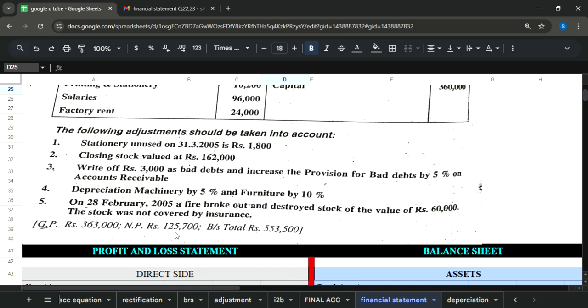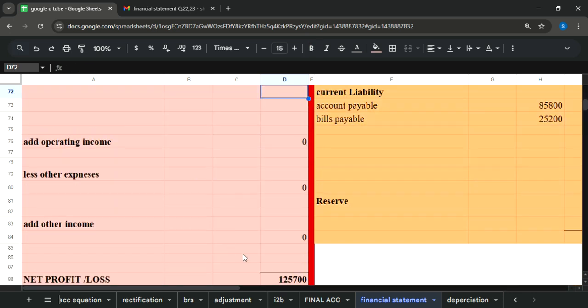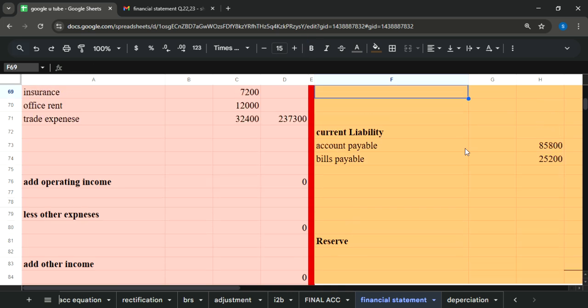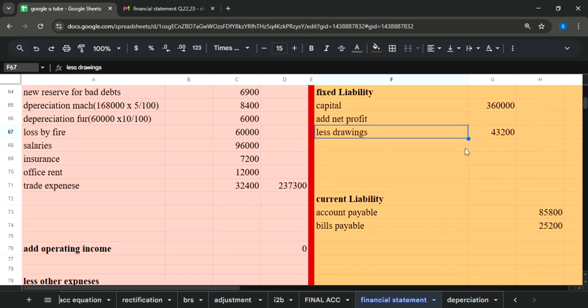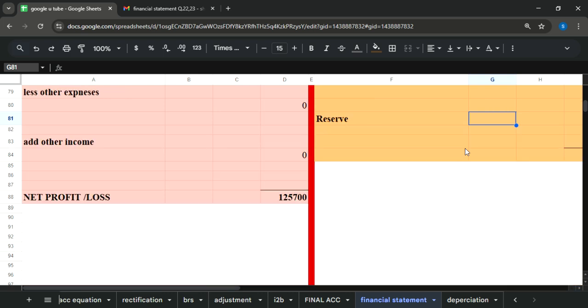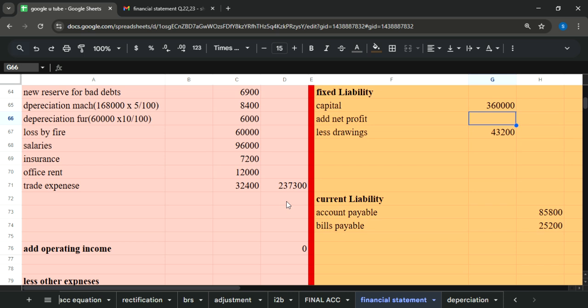Alright guys, you have seen that our net profit is 125700 as given in the book, and our answer exactly matched. So now we will go to the right side of our page where we will complete our balance sheet, and here you will write your net profit, the net profit you calculated, 125700. Mention it over here, with which you can now calculate fixed liability side: capital plus net profit less drawings, total amount of fixed liability.